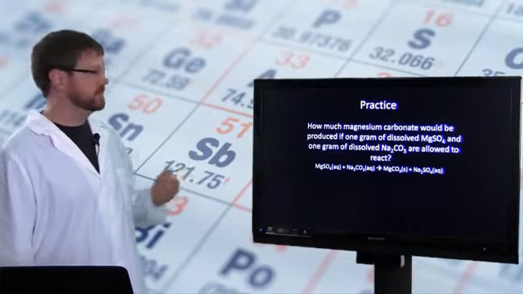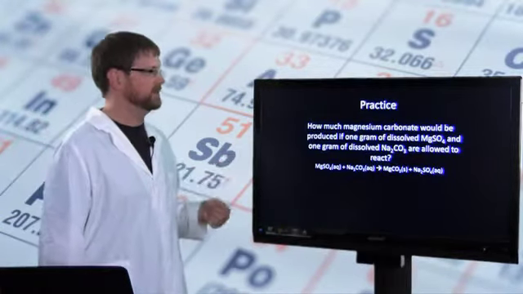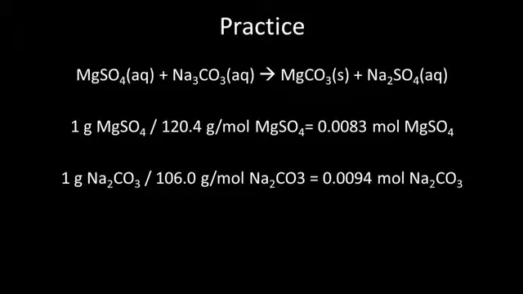All right, first we need to figure out how many moles of each compound we have. So we divide by the atomic weights, and we're left with 0.0083 moles of magnesium sulfate and 0.0094 moles of sodium carbonate. Now, looking at the chemical equation, both of them are in a 1-to-1 ratio. So for each molecule that we put in of each of these compounds, we're going to produce 1. So we're just looking for the lowest number of moles here, which is the magnesium sulfate at 0.0083 moles.